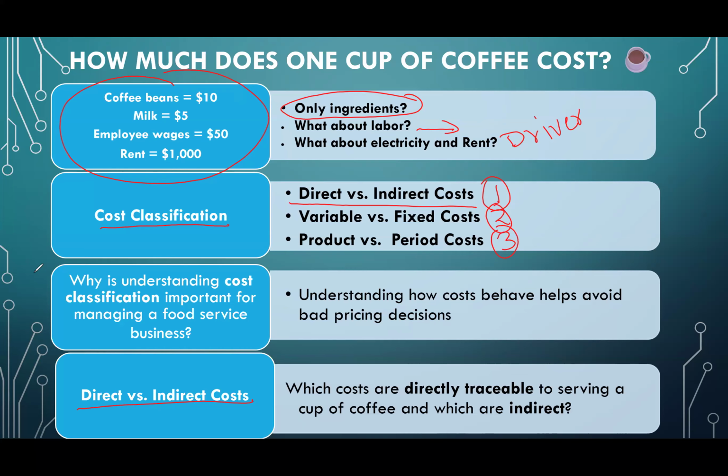then I can divide 50 by 10 and say that $5 must be the per coffee cost. But how do I do rent? Rent is a monthly number. Some days I make 100 cups of coffee, other days maybe only 20 cups. So finding a good cost driver for rent is not easy, and therefore we typically call rent an indirect cost. All right, let us take a further look at the next ones.